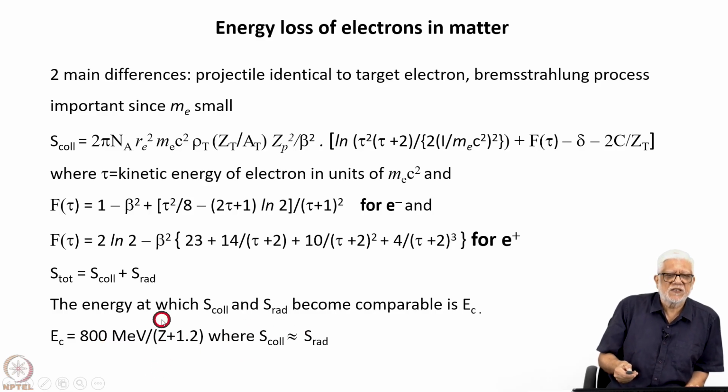So you can see that when Z is of the order of 80, as is so for lead, this is about 10 MeV. If you take carbon, then this is of the order of 130 MeV.